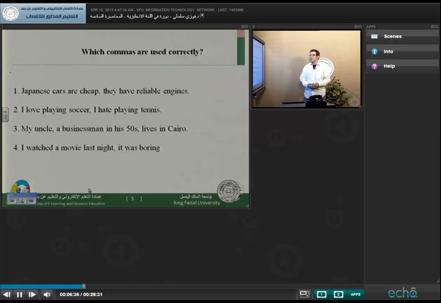So, let's look at number one. Number one has two complete independent clauses. Japanese cars are cheap. That's an independent clause. It's complete. It's a full sentence. It doesn't need anything else. And the second part of the sentence, they have reliable engines. Again, that's an independent clause. It's complete. It's a complete sentence, right? And they are joined together by a comma, and that is an error. There is an error there. We'll explain why in a second.